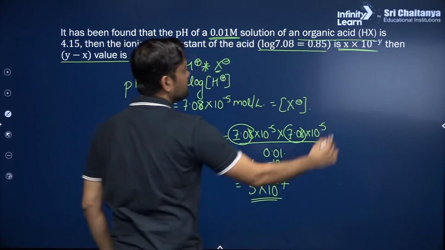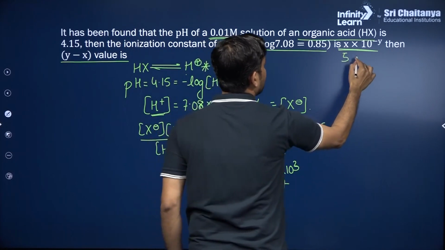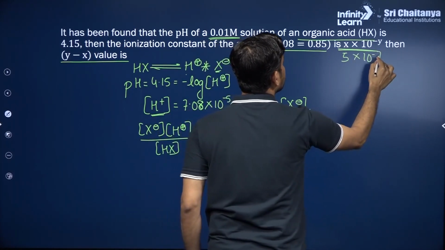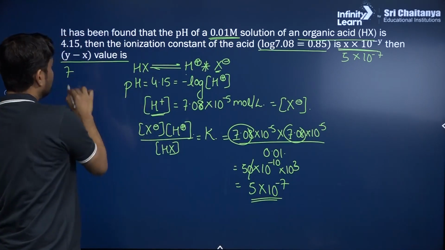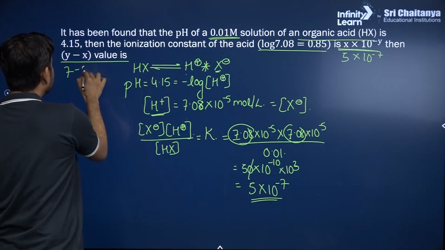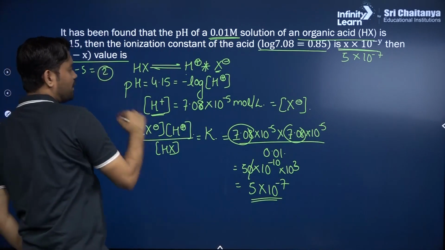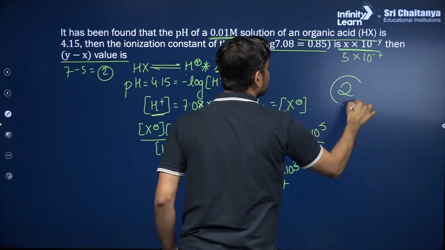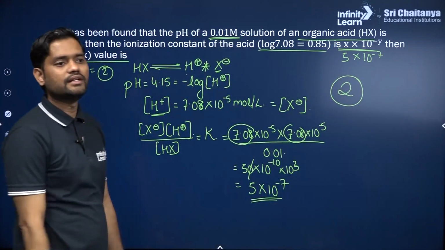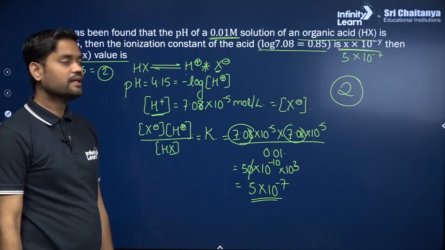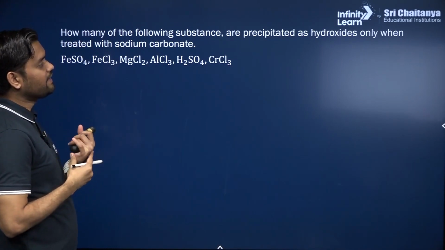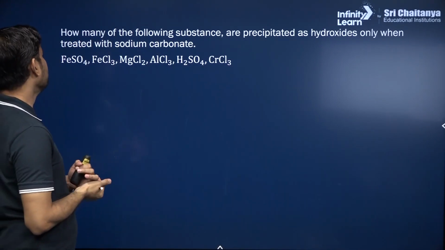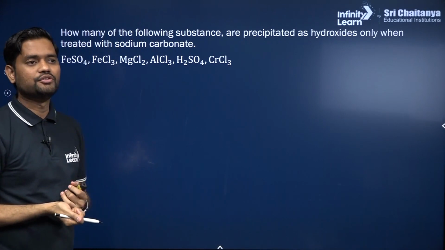Now we have to equate this thing. So it is 5 into 10 raised to minus 7. So y value is 7 over here. X value is 5. So that is equal to 2. So the answer for this particular question is 2. Clear? Sure. Next. How many of the following substances are precipitated as hydroxides only when treated with sodium carbonate solution?